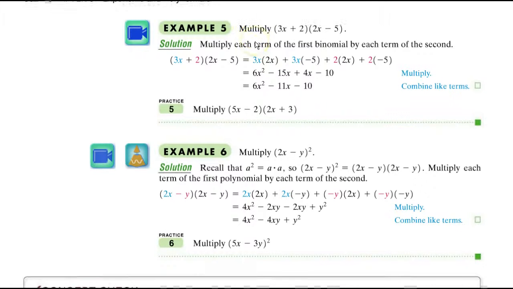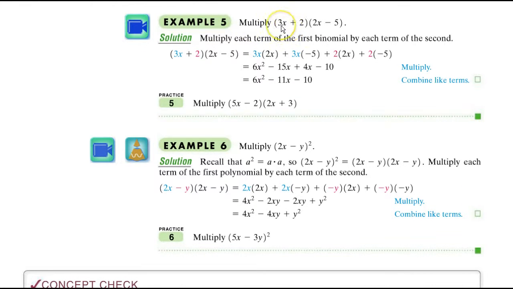So in example 5, they will take this first term, multiply it by this, and this second term, and multiply it by this. And they're using this way to illustrate it. Collect like terms, and you end up with this.